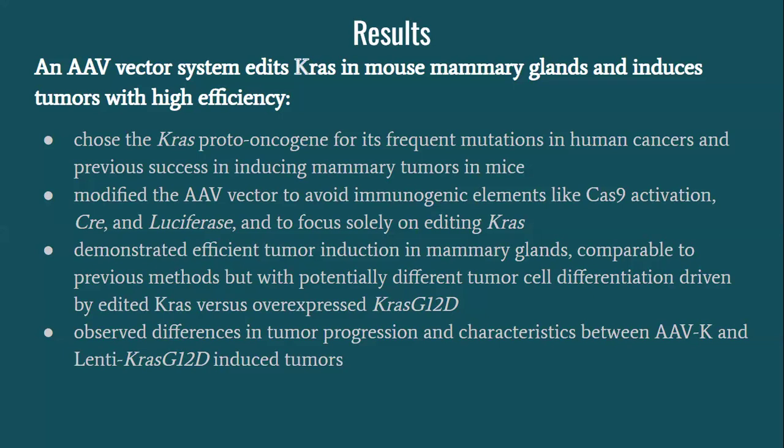Then they also demonstrated efficient tumor induction in mammary glands, comparable to previous methods, but different tumor cell differentiation was driven by edited KRAS versus the overexpressed KRAS G12D, the mutation they were interested in. Then they observed the differences in tumor progression and characteristics between AAV-KRAS and lenti-KRAS G12D induced tumors. From this comparison, it was seen that the AAV-KRAS was a better system than the lenti one.